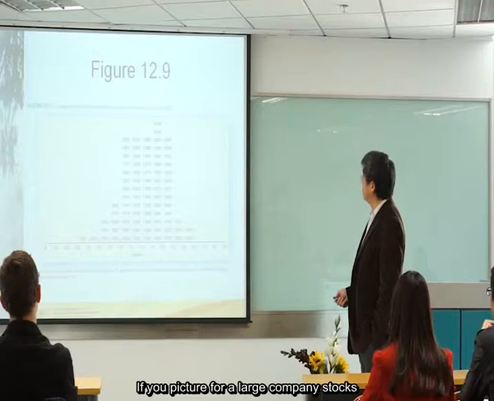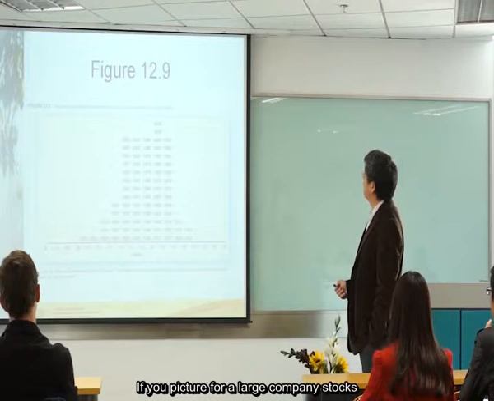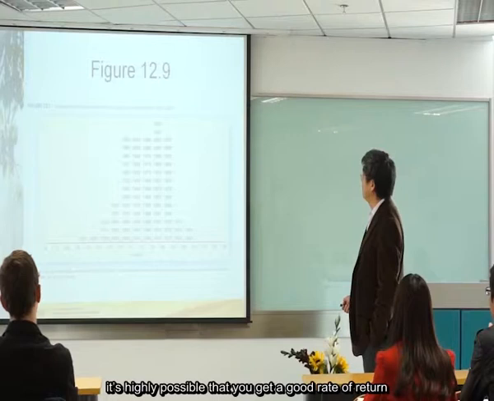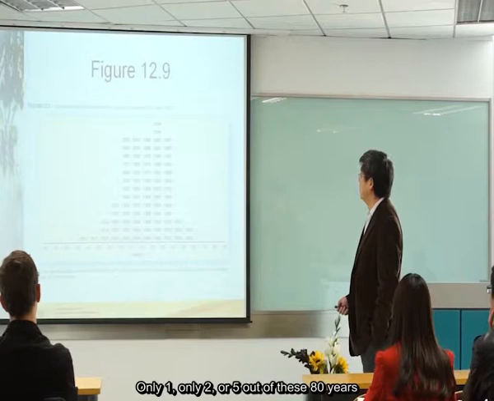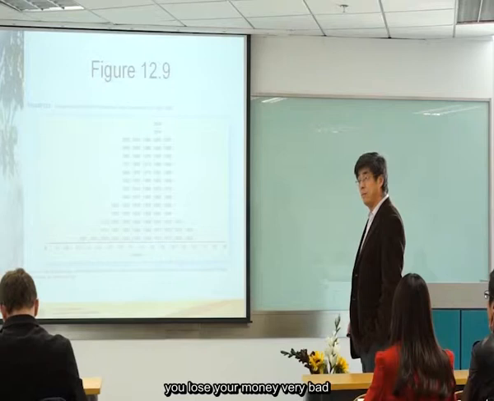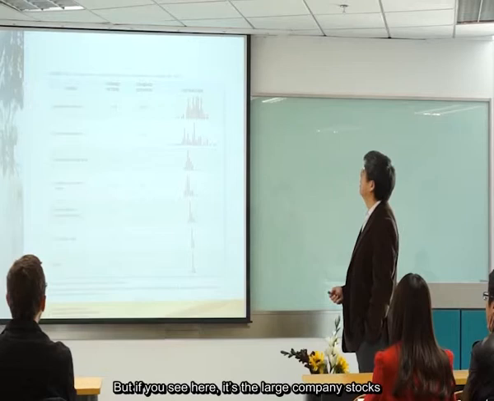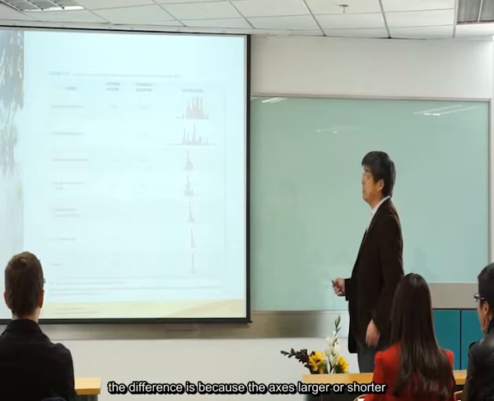But that gives you a picture. For the large company stocks, it's very highly possible that you get a good rate of return. Only one, only two, or five out of these 80 years, you lose your money very badly. But if you see here, it's the large company stocks. That's the distribution we have just seen. The difference is because the axis is larger or shorter.